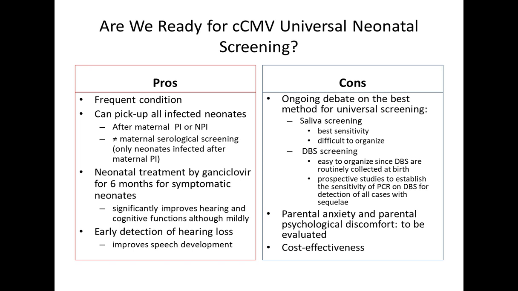Against the neonatal screening are, first, the ongoing debate on the best method for this universal screening. Should it be saliva screening, which would obviously offer the best sensitivity, but it's rather difficult to organize? Or should it be screening on DBS, on dry blood spots, which would be easy to organize since DBS are routinely collected at birth? But we really need prospective studies to establish the sensitivity of PCR on DBS to be sure that it detects all cases with sequelae.